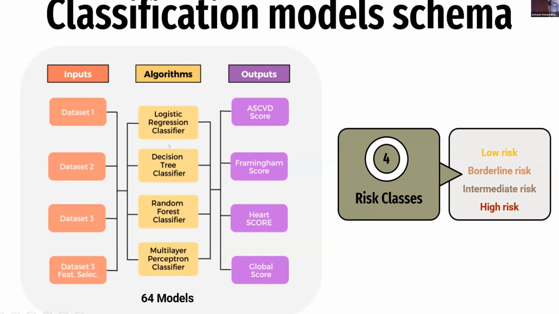Another 4 algorithms were used so as to carry out the different models, which were logistic regression classifier, decision tree classifier, random forest, and multi-layer perceptron. So with the combination of every one of them, for instance, dataset 1 with logistic regression and ASCVD, another model, dataset 1, logistic and Framingham, and with every combination, a total of 64 models were carried out so as to analyze the prediction in every case.